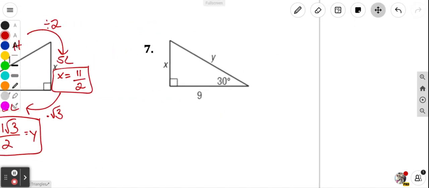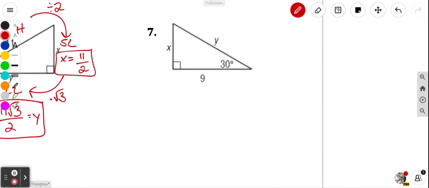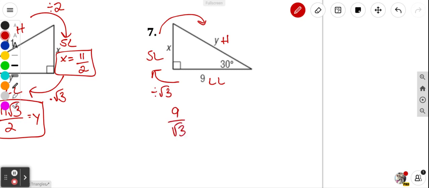Something like example 7, I guess you could say is the hardest, but even then it's really not that difficult. See how I'm given the long leg. I need to find the short leg first. And then once I get the short leg, I can easily find the hypotenuse. So to go from long leg to short leg, we are dividing by radical 3. So let's start there. 9 divided by radical 3. Remember, you cannot leave a radical in the denominator, so we are rationalizing. Then we multiply across. So 9 times radical 3 is 9 radical 3.